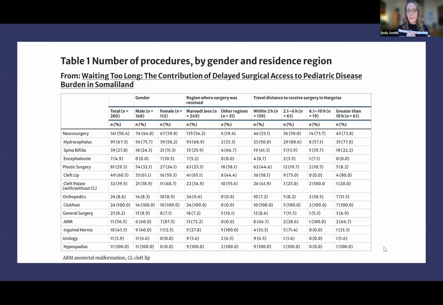We also asked where the surgery was received. That Maroodi Jeex region is Hargeisa. It is where 50% of the country lives. Most of the hospitals are in that region. So not surprisingly, a lot of them received care within that region too. But then the last 4 columns is that travel. This is where we get into the delays. How far those kids had to travel to actually get to care, to quantify those delays.